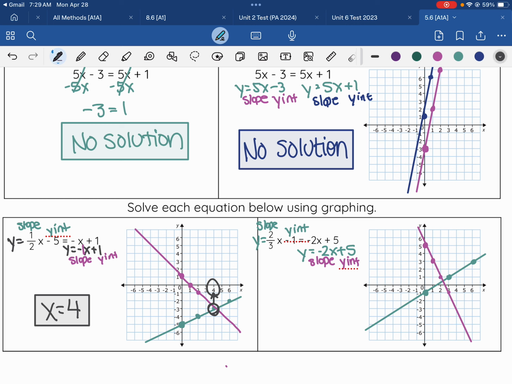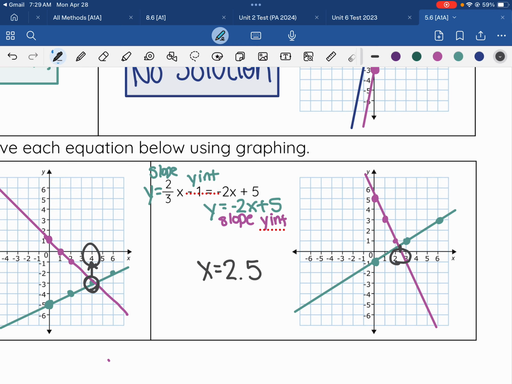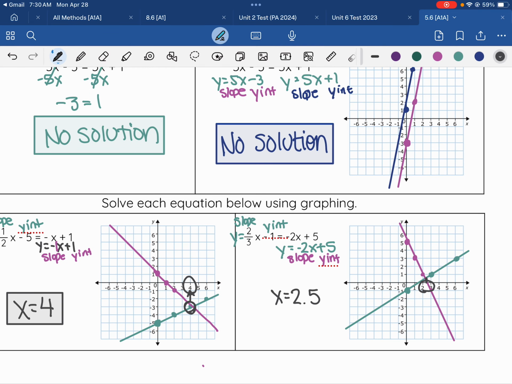Now this one can be a little bit tricky. I'm going to zoom in really far to show you. It looks like these two cross right here, which is between 2 and 3. So I'm going to go ahead and say x equals 2.5. And that's the end of the notes.